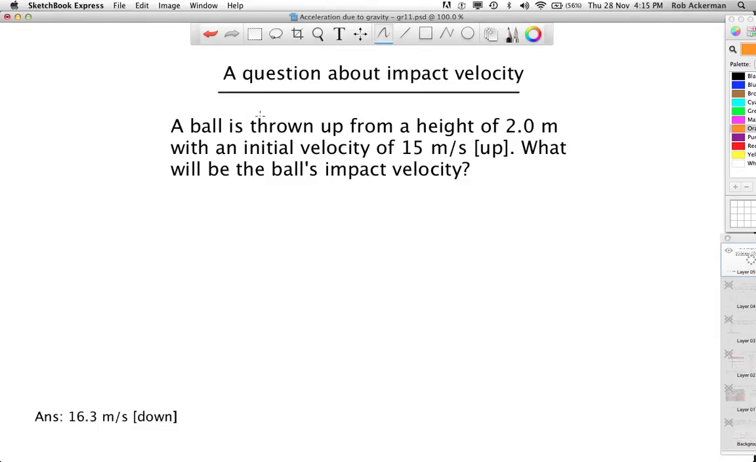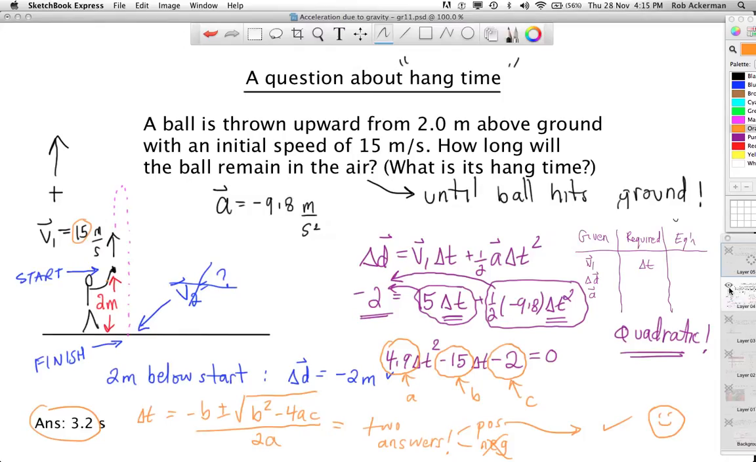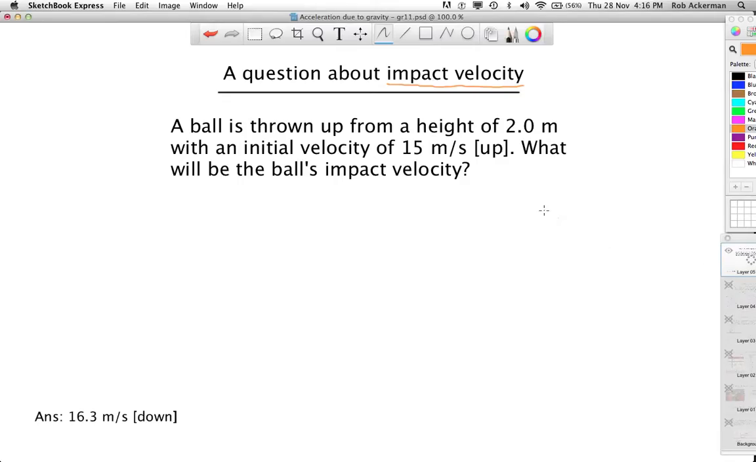Let's try our final question here. This is a question about impact velocity, which we did discuss in the previous question. Remember when we decided it's hard to know impact velocity without doing a calculation, so don't assume you know what it is. Now we can talk further about that. It's the same question here, where a ball is thrown up from 2 meters above the ground at 15 meters per second.